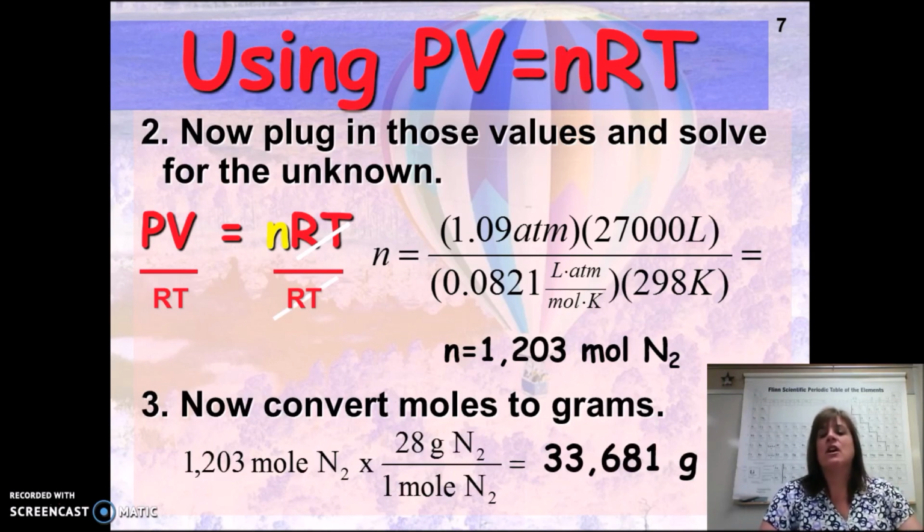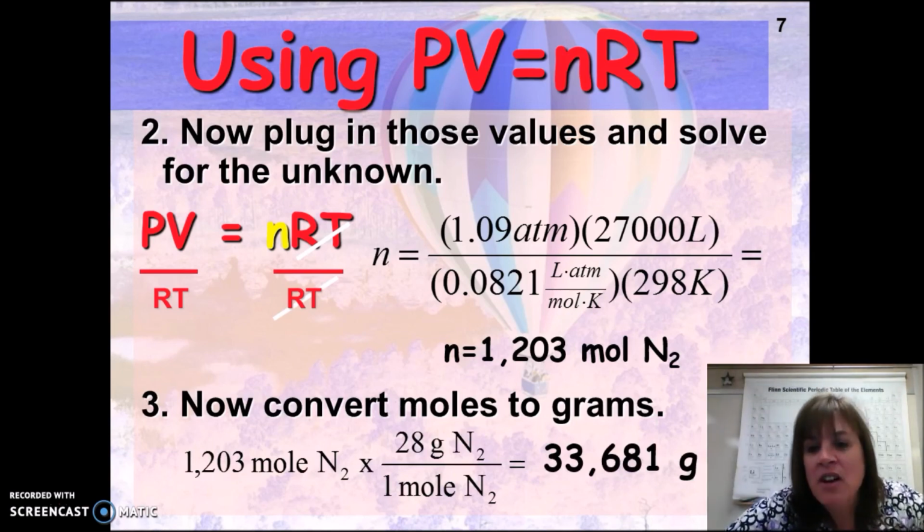So that gives us 33,681 grams. Wow, that's a lot of nitrogen. That's a really big room.